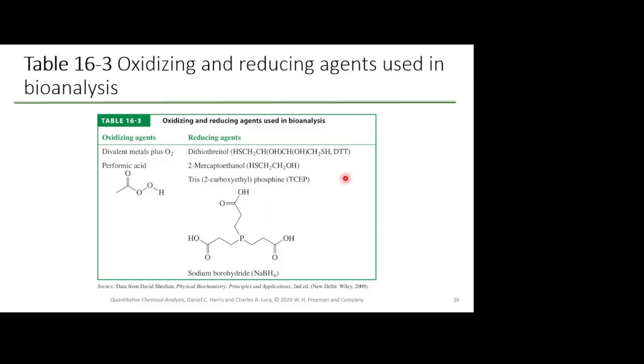This right here is some oxidizing and reducing agents that are used in bioanalyses. These are very common ones. You'll notice right here, this is trisphosphine. You'll see this quite a bit, actually.